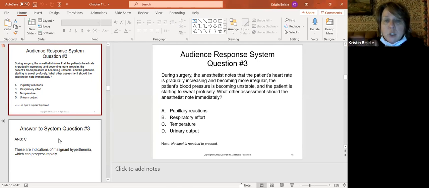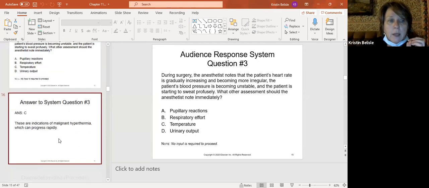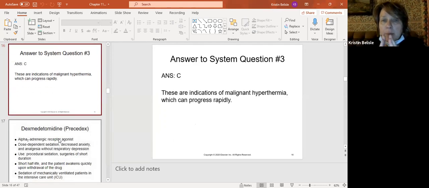And the correct answer here is temperature. Remember, we were talking about malignant hyperthermia. So we've got an unstable patient. That's not good. He's sweating profusely. Sweating is not a sign of being hypothermic, cold. We're looking at hyperthermic, malignant hyperthermia. And so we're going to watch that temperature. These are signs of malignant hyperthermia, which can progress rapidly. It is a life-threatening emergency.